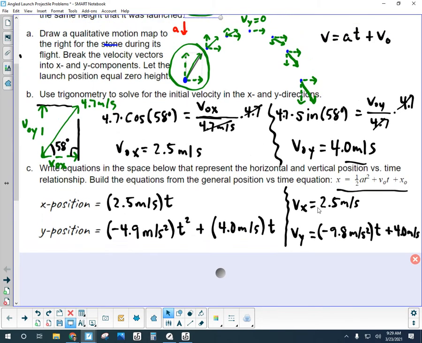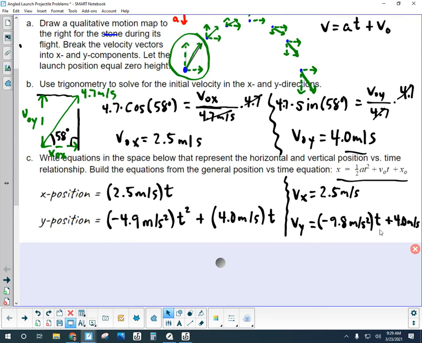Now the velocity equation, again, it's the acceleration, not half, but the full acceleration, negative 9.8 meters per second squared, times time, plus the starting velocity, which was, again, the velocity in the y direction, the 4 meters per second. Okay, so this equation would tell me the velocity at any time.